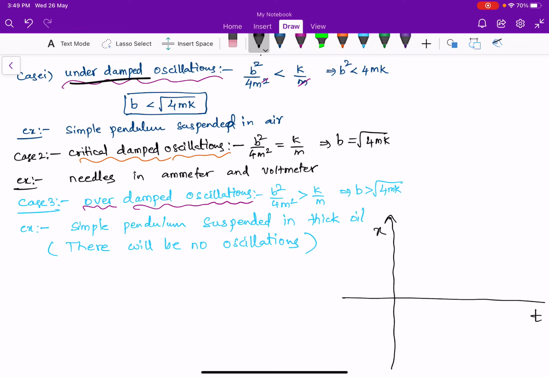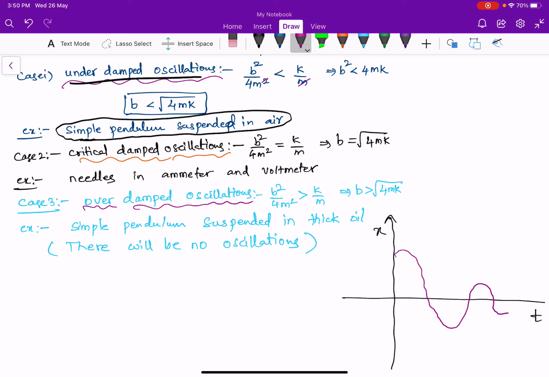So for the first case, under damped oscillations, damping is less. An example for that case is a simple pendulum suspended in air. When a simple pendulum is suspended in air, the amplitude decreases slowly each time, and finally the oscillations will die out. So this is case 1.